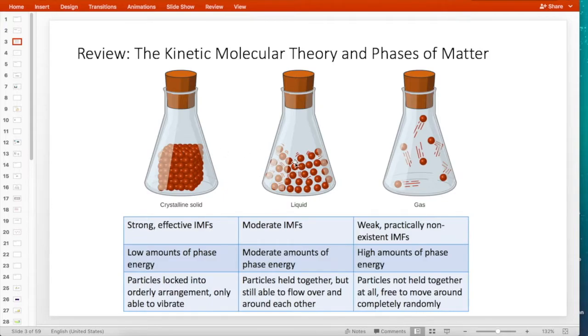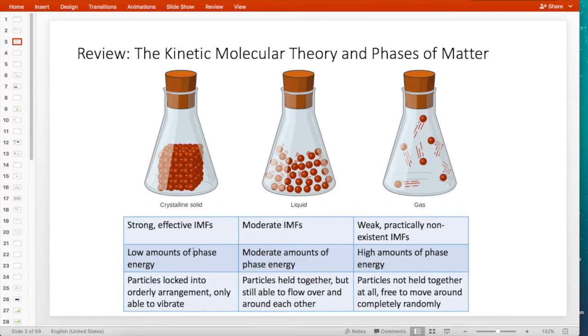Liquids have a little bit weaker intermolecular forces, still strong enough to keep the particles together, not strong enough to lock them in place. So the particles are capable of flowing over and around each other. Whereas gases pretty much have non-existent intermolecular forces. They're liberated. The particles are free to completely fly off from each other. This is why gases take up all the volume of their container. The particles spread out from each other.